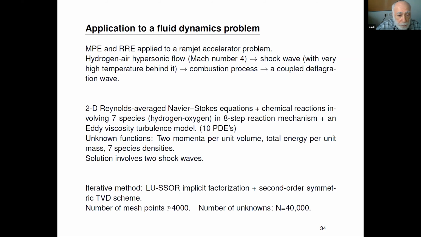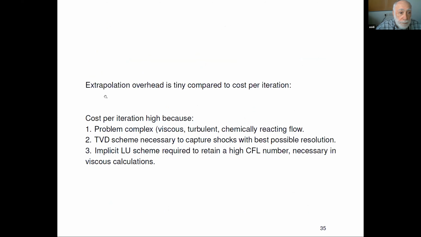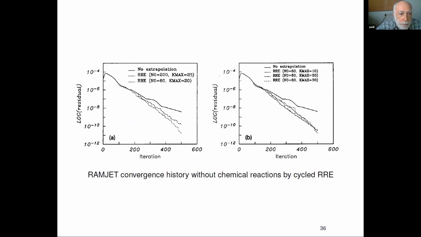Now, the number of mesh points is 4,000. The number of unknown functions is 10. So you actually have 40,000 unknowns in this problem. This is not such a big problem, but 40,000 is already not a small number. The cost per iteration is very high because the problem is complex. Everything that you do is a big program with many computations. Therefore, the cost per iteration is very high, and the overhead of extrapolation is really tiny compared to the cost of one iteration.